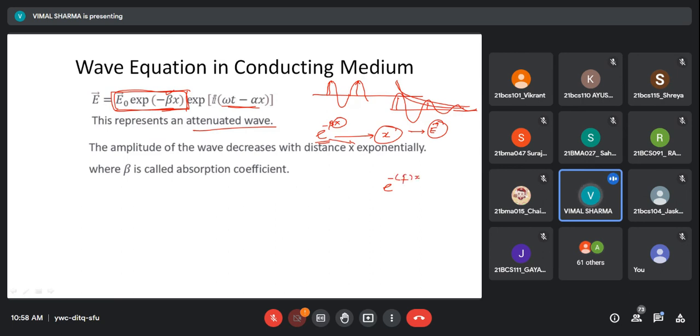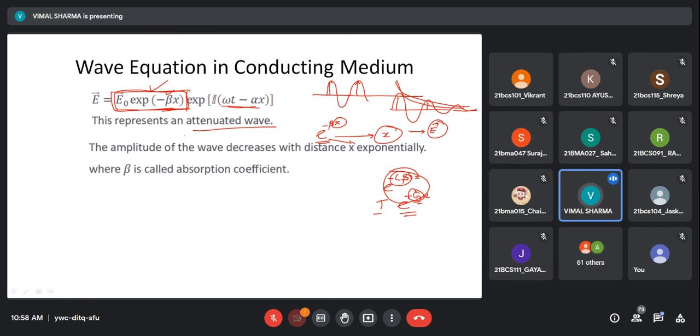If this coefficient is negative, then gain is when we have e raised to the power plus some g x. This is positive, so the intensity increases exponentially, and this is decaying. The same is what we are saying here, that the amplitude of this electromagnetic wave is decaying exponentially with distance x, with the direction of propagation of the electromagnetic wave.